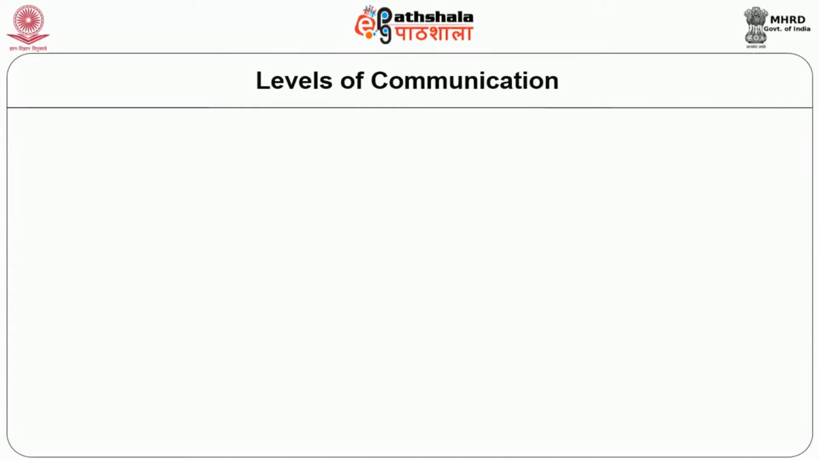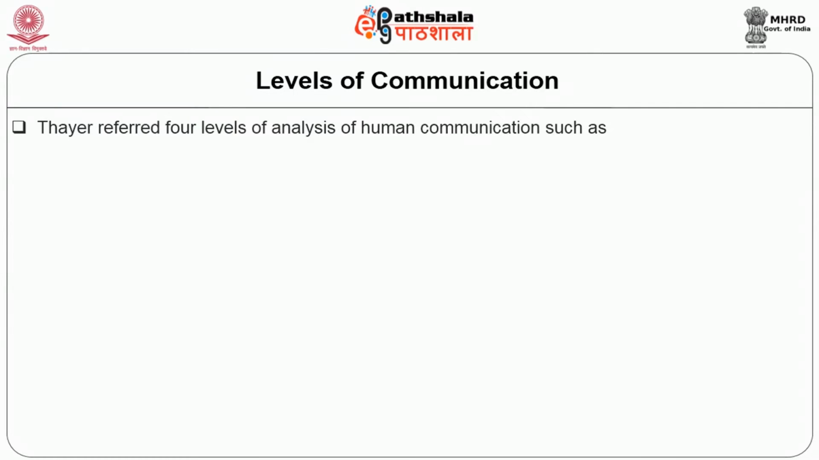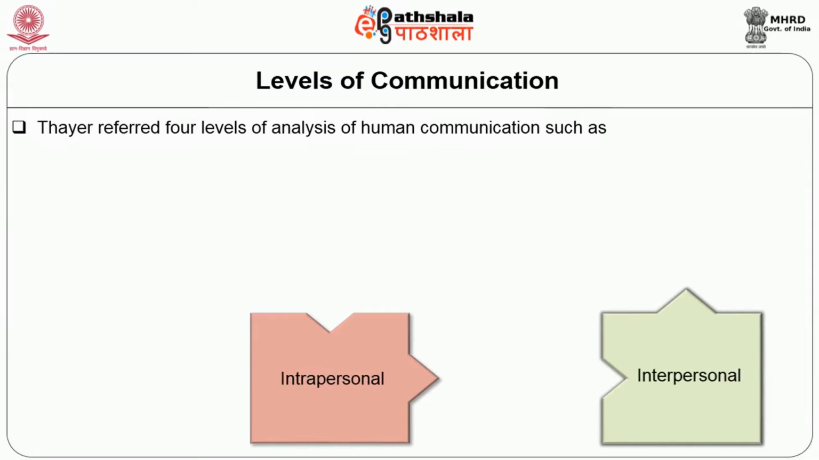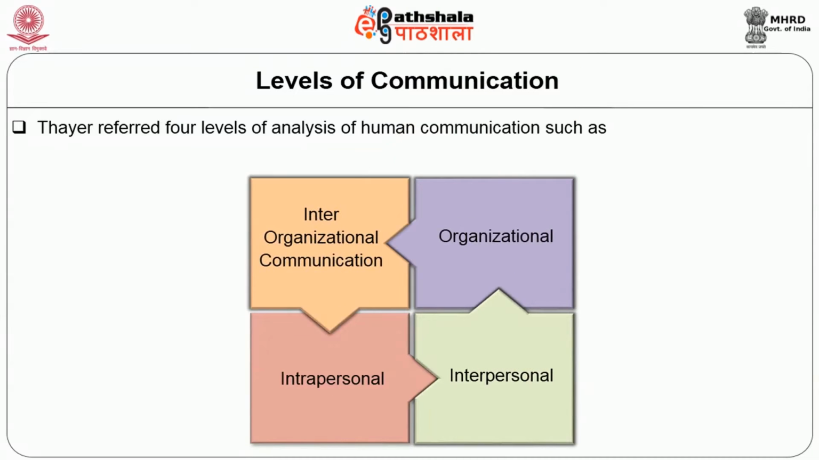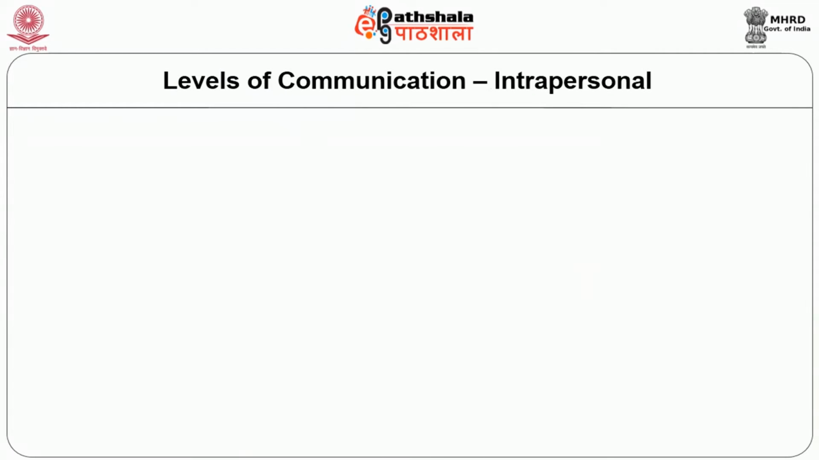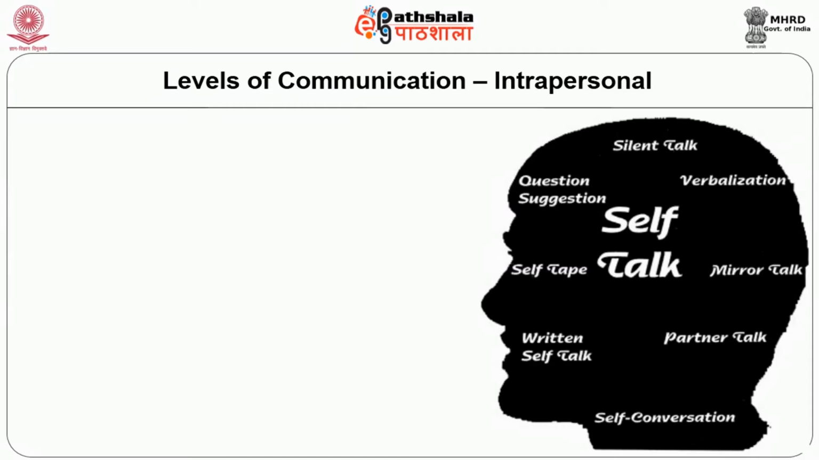Four levels of communication. To understand the relationship between people and communication, we need to look at the relationship from at least four different points of view. According to Thayer in 1963, four levels of analysis of human communication are interpersonal, intrapersonal, organizational, and interorganizational communication. Intrapersonal communication. This means to communicate with oneself.